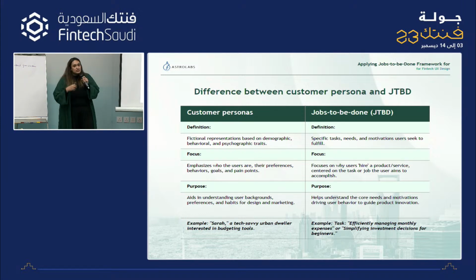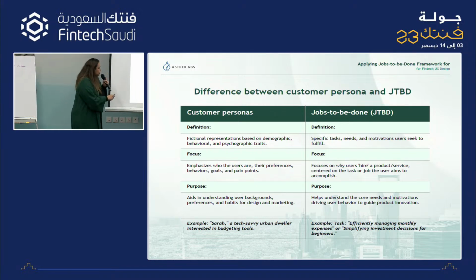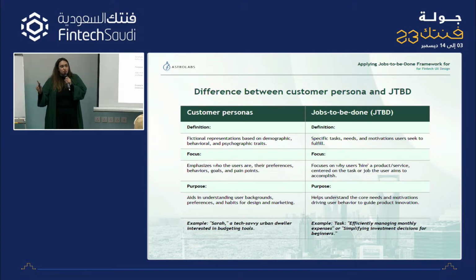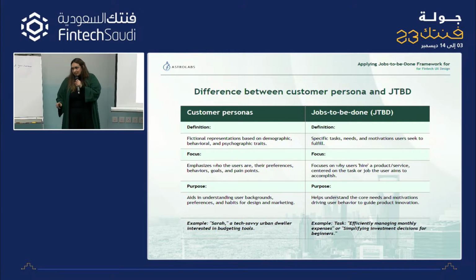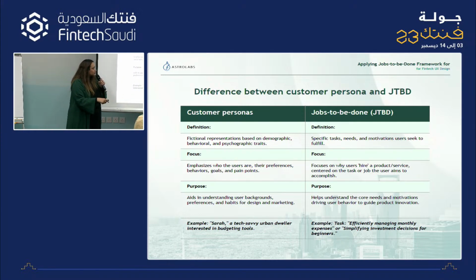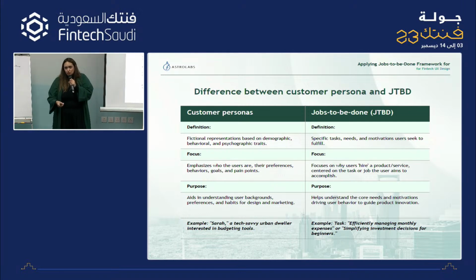But jobs to be done is when you put it in the framework of UX design, that's when you start looking at what is the core thing that they want to do. And I start from there and then build with the customer persona. Does that make sense? Okay. So what is the purpose? It aids in understanding user background, preferences, habits, design, and marketing. That's why I'm telling you it's super important, because you can market to them when you know where they are. But jobs to be done helps understand the core needs, motivation, drivers, user behavior to guide product innovation. This is how you innovate on your product.